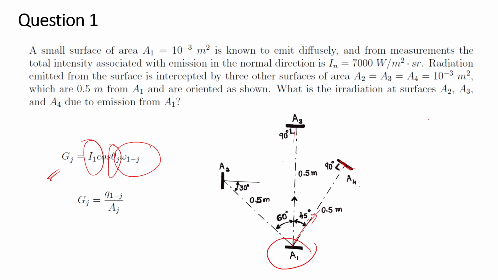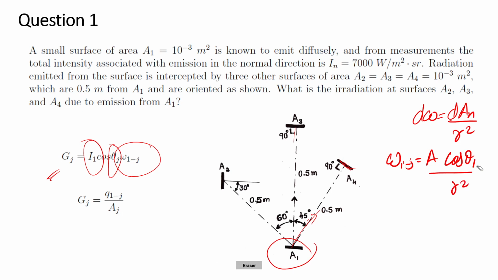If you remember, we derived d omega as dA n upon r square. So this will eventually come as omega 1 to j is equal to A1 cos theta 1 upon r square. In this case, it will be A4 cos theta 4. A4 is this area. Theta 4 will be the angle made by this perpendicular with this radiation, so it will be nothing but 0 degrees. So we can just replace it over here and then find the value of G j.